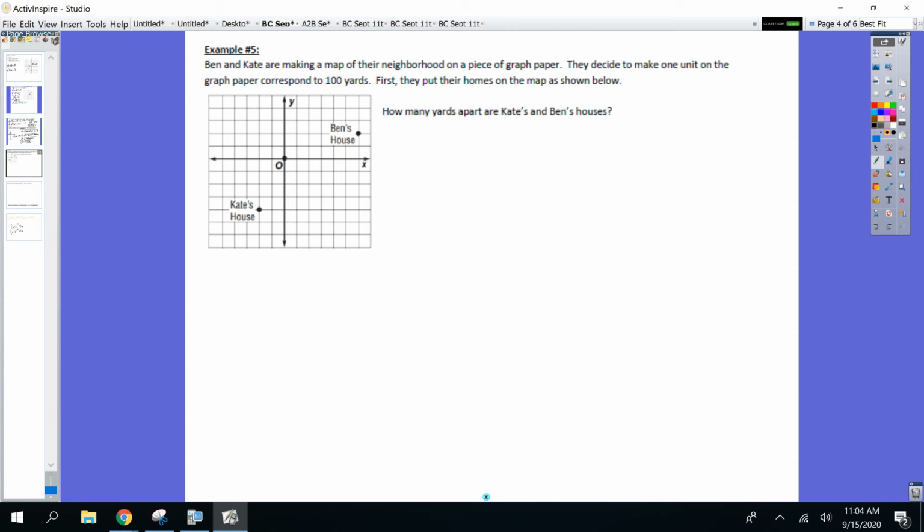Oh, Ben and Kate are making a map of their neighborhood. That's cute, huh? That's nice, Ben. Somebody's got some free time, no life.